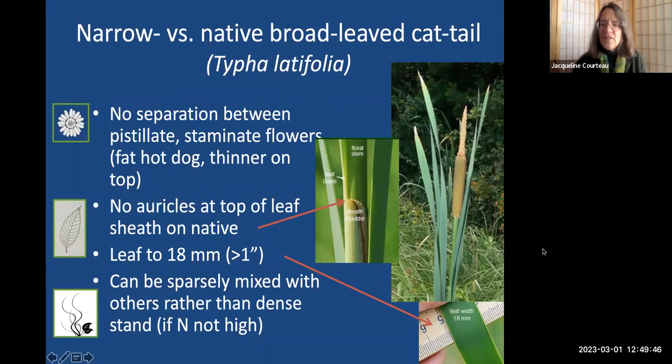There's no separation between the staminate and pistillate flowers. They just kind of grade one to the other. So it's like a big beefy hot dog on a stick that then just kind of fades out toward the tip. The leaves tend to be broader, and this can be a pretty well-behaved plant, just kind of sparsely mixed in with others rather than in a dense stand. However, if nitrogen and phosphorus runoff is high, even the native can become pretty dense. And also remember that there is that hybrid with the non-native. So you can see intermediate characters, and it might be the hybrid.